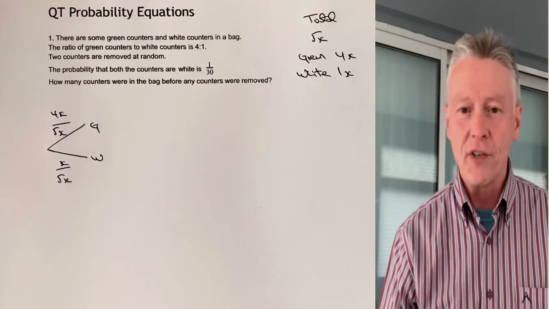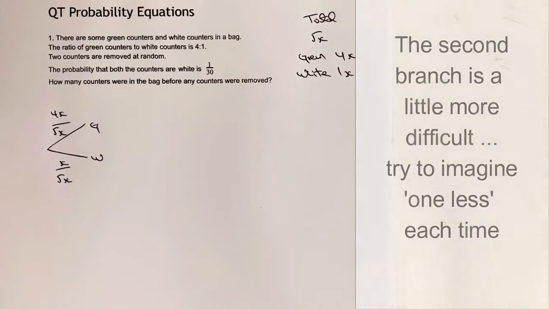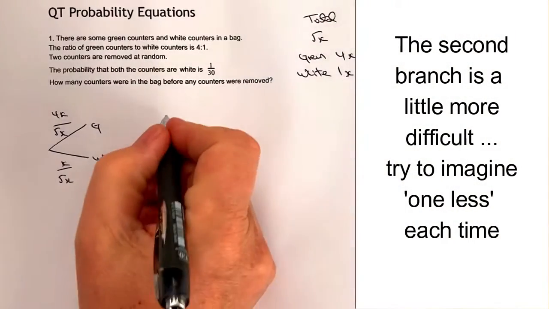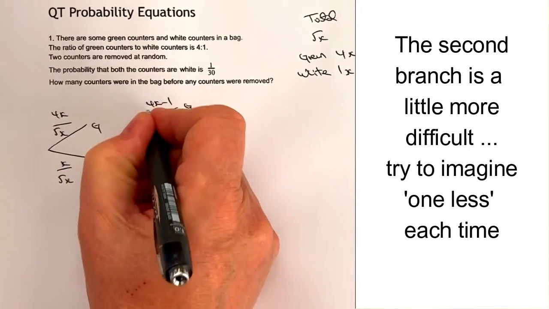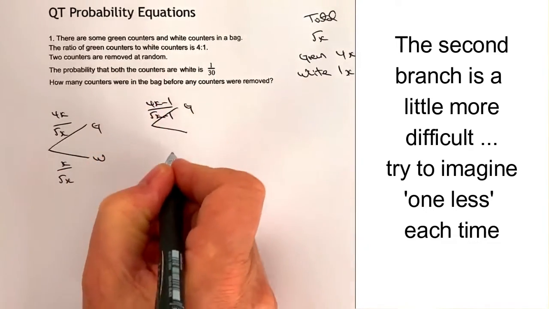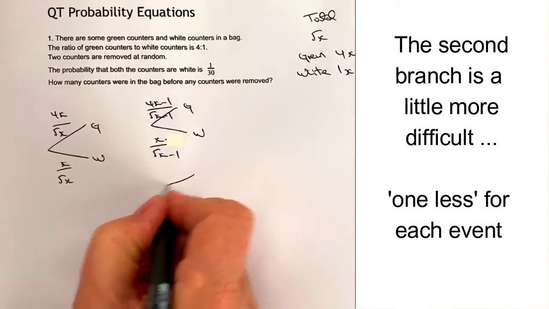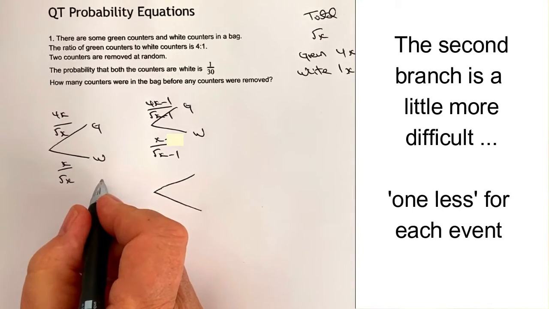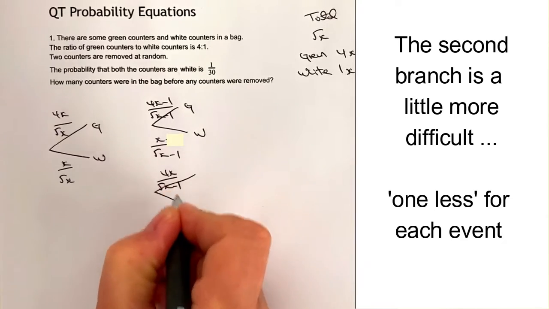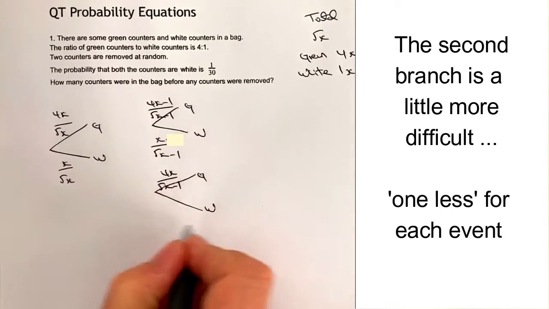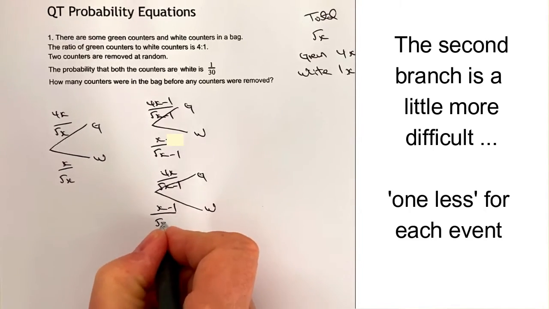The only issue now is that we've got to look at the second pick where we've got 1 less. So 1 less would mean that if it was green the first time picked, then it would be 4x minus 1 over 5x minus 1. White would be x over 5x minus 1. And then if the white was picked the first time round, that would be 4x over 5x minus 1. That would be green, and that would be white, which is going to be x minus 1 over 5x minus 1.